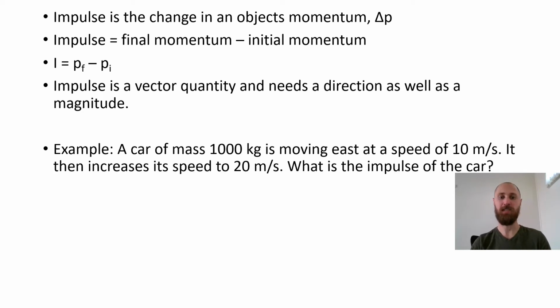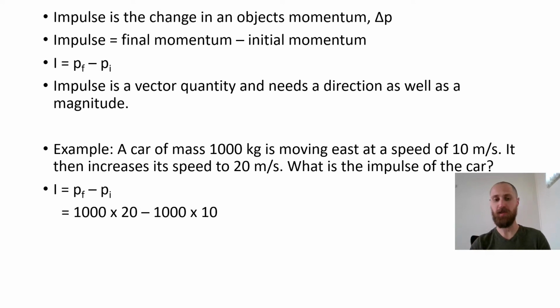So the example is, you've got a car, like my cars in all my examples, it's got a mass of 1,000 kilograms. It's moving east at a speed of 10 meters per second. It then increases its speed to 20 meters per second. What is the impulse of the car? So we find the impulse by finding the change in the momentum. We find the final momentum, we subtract the initial momentum. It's got a mass of 1,000 and its final speed is 20. So 1,000 times 20 gets me the final momentum. 1,000 times 10 gets me the initial momentum. The difference between those comes out to 10,000 kilogram meters per second east.